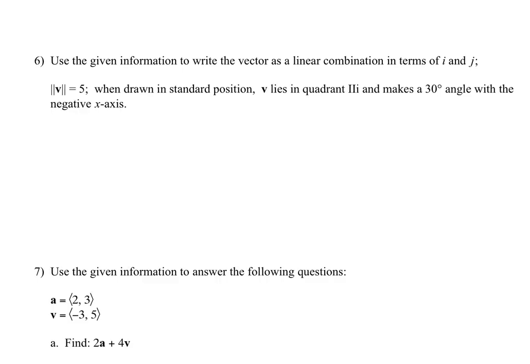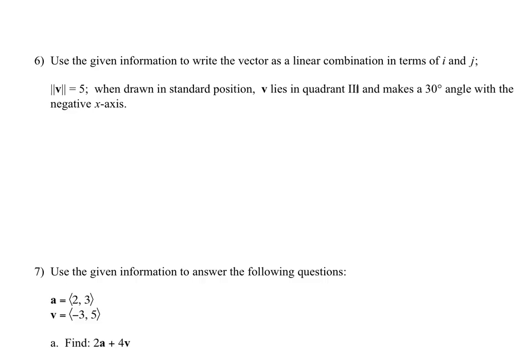Okay, so for question 6, we have the magnitude already. Magnitude is 5 units, and vector v lies in quadrant... Oh, it's a typo. That should be quadrant 3. Makes a 30-degree angle with the negative x-axis.